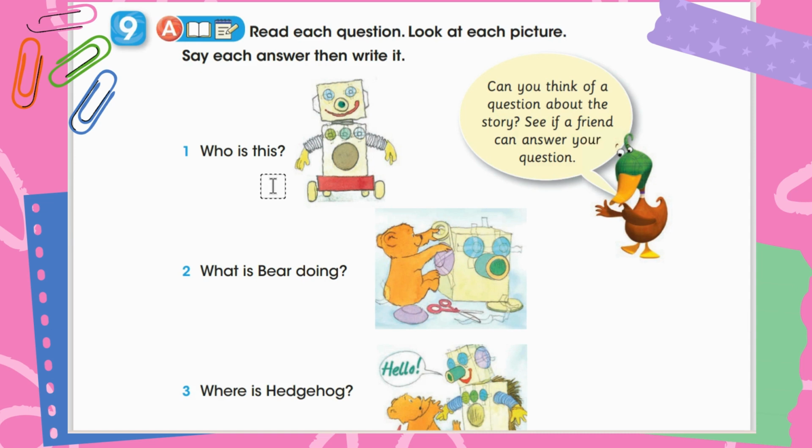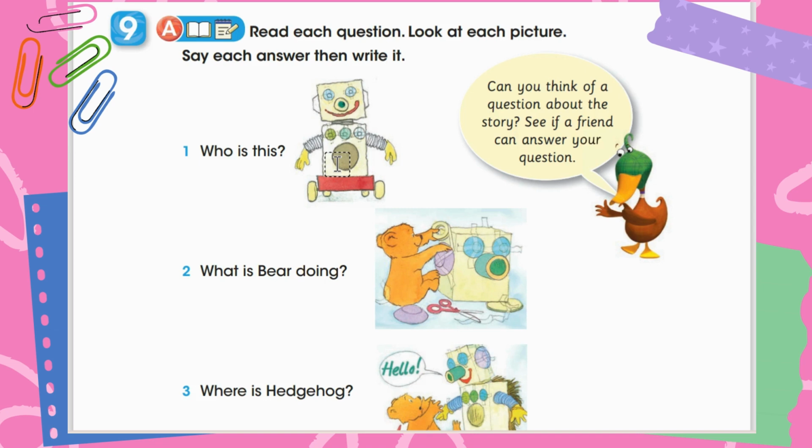So here is question number 9, part A. Read each question, look at each picture, and say each answer and then read it. This is the exercise part of our last lesson, that is lesson number 8. So make sure you have gone through it once more. Question number 1 is: who is this? This is the picture and we need to guess who this is. Can you remember what this is from our lesson number 8?